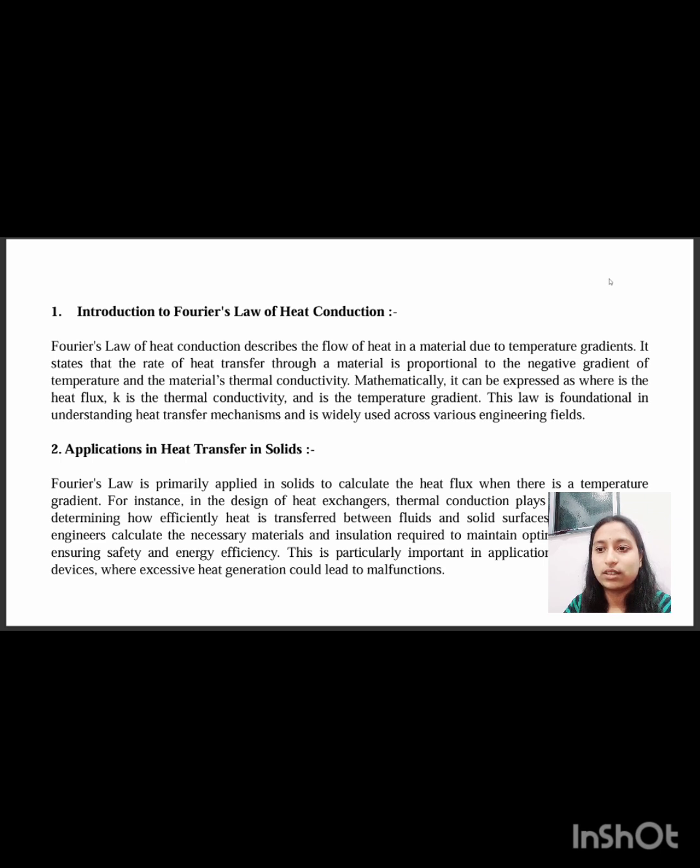For instance, in the designs of heat exchangers, thermal conduction plays a crucial role in determining how efficiently heat is transferred between fluids and solid surfaces. The law helps engineers calculate the necessary materials and insulations required to maintain optimal temperatures, ensuring safety and energy efficiency. This is particularly important in applications like electronic devices where excessive heat generation could lead to malfunctions.